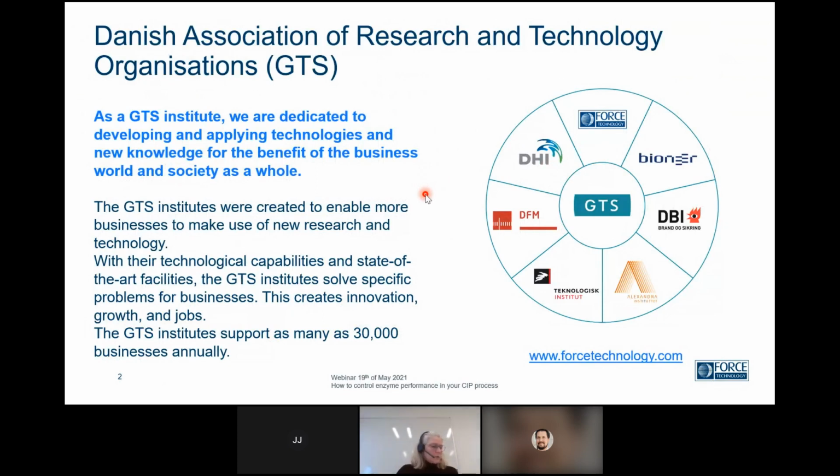So what is Force Technology? We are an independent, self-governing institution, and we have consultancy and testing facilities. We are also one of the 7 GTS Institutes in Denmark. And as a GTS Institute, we are dedicated to develop and apply the technologies and new knowledge for the benefit of the business world and society as a whole. I decided not to talk about what Force can do beside these topics, but if you need to see it, then you can go to the website here.